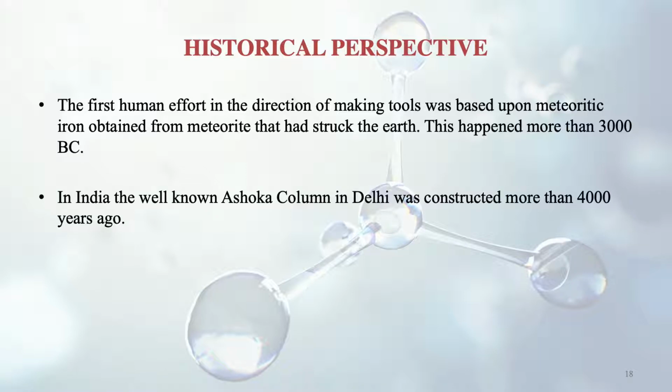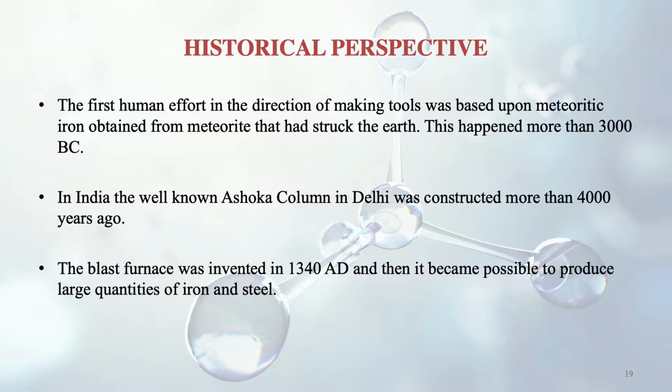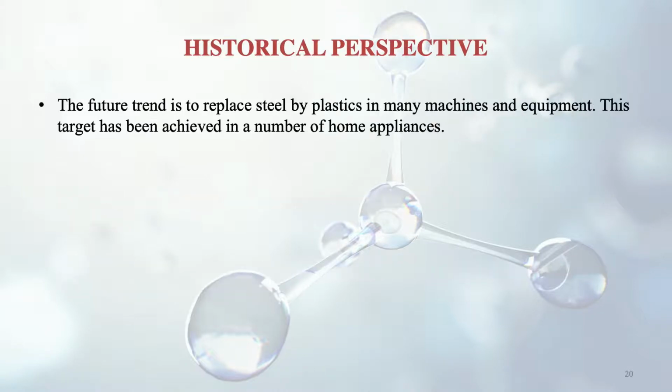Then in India, the well-known Ashoka column in Delhi, which many of you may have seen, was constructed about 4000 years ago. This is also an example of a ferrous material. The blast furnace through which iron is produced was invented in 1340 AD, and it became possible to produce large quantities of iron and steel through this method. The future trend is to replace steel by plastics. Nowadays we are coming up with plastics and fibers in various machines and equipment. The target of this has been achieved quite a lot, mostly in home appliances.